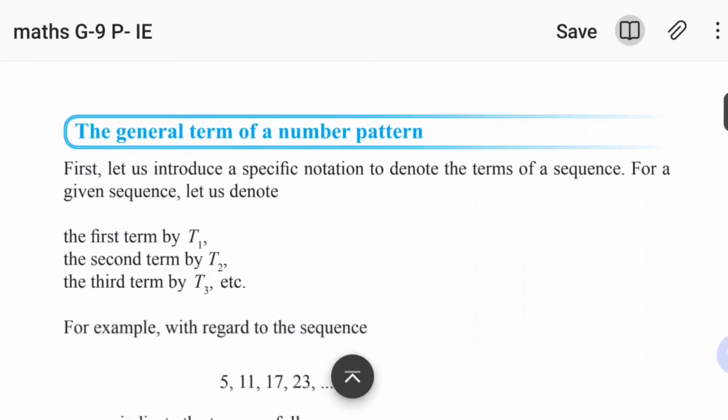Okay, then we have this common term called the general term of a number pattern. When it comes to an arithmetic progression, or a number pattern that has a common difference, we can derive what we call a general term for such number patterns. In grade 9, the expectation is that you should know how to derive a number pattern given terms like the first term and a common difference and so forth.